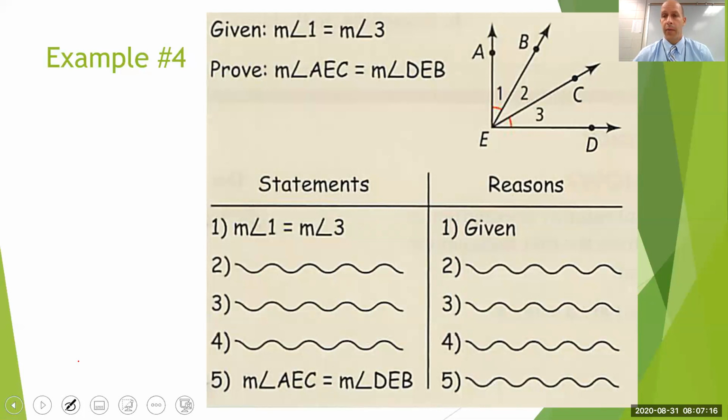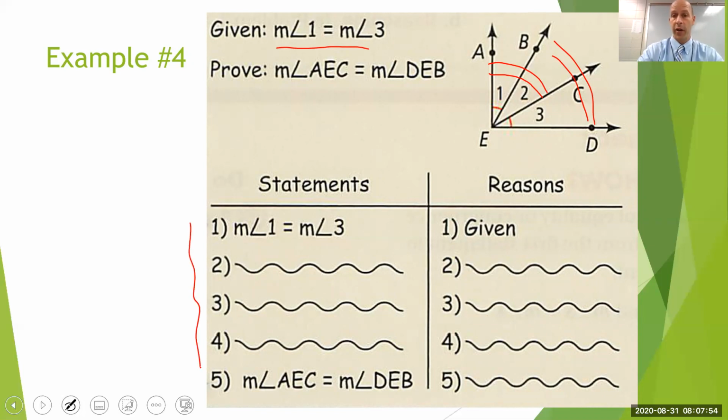So we've got this diagram. I'll move this video a little bit so you can see it better. The only thing that we're given is that the measure of angle 1 is equal to the measure of angle 3. We're supposed to prove that angle AEC, that's this guy here, and angle DEB, that's this guy here, are equal in measure. So I would pause it here and then resume it after you think. I've already got the proof kind of laid out here. You have to do it completely from scratch.